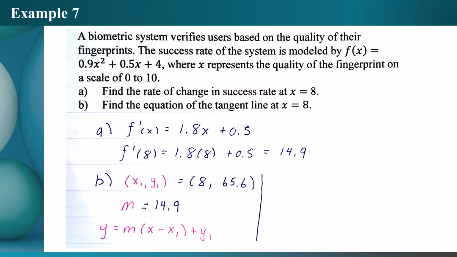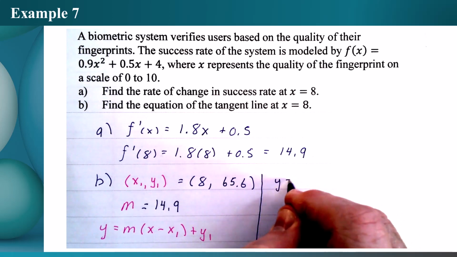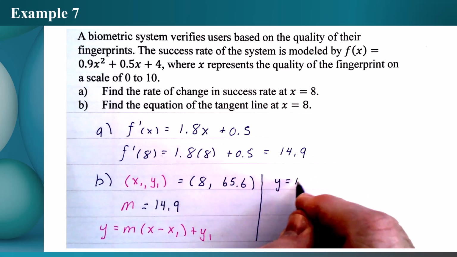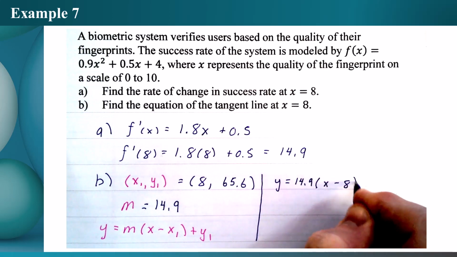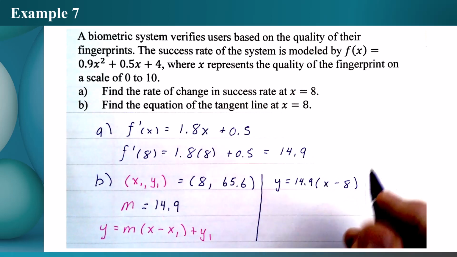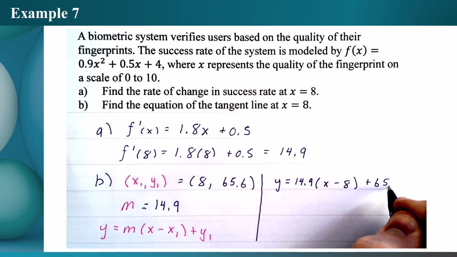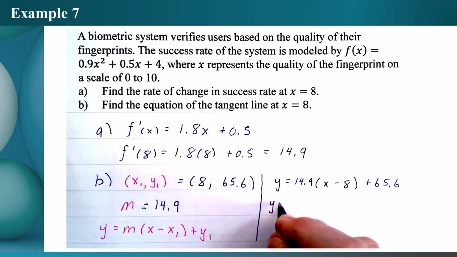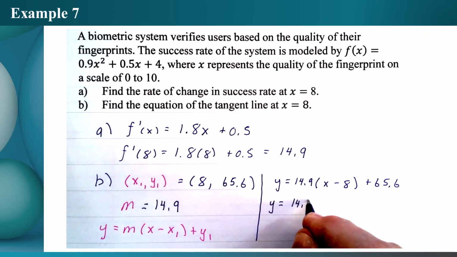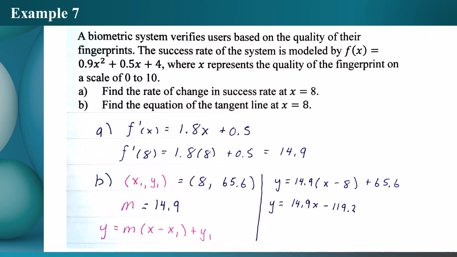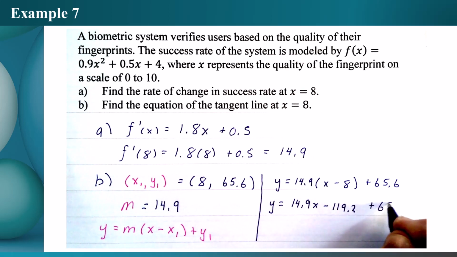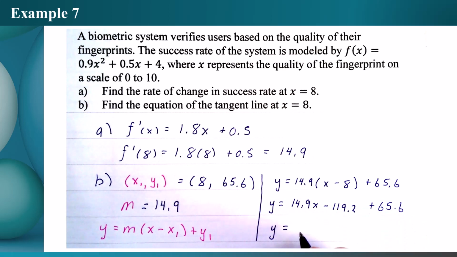So it looks like the equation of the tangent line here will be y equals m, which is 14.9, times x minus x1, so that will be x minus 8, plus y1, which is 65.6. So y is equal to 14.9x minus, we find this to be 119.2, plus 65.6. Looks like we get the equation of the tangent line to be 14.9x minus 53.6.